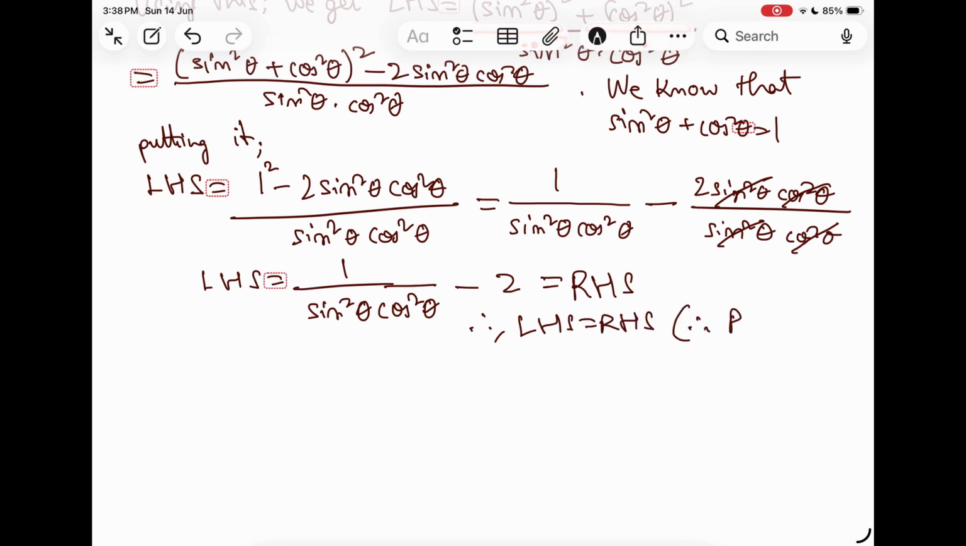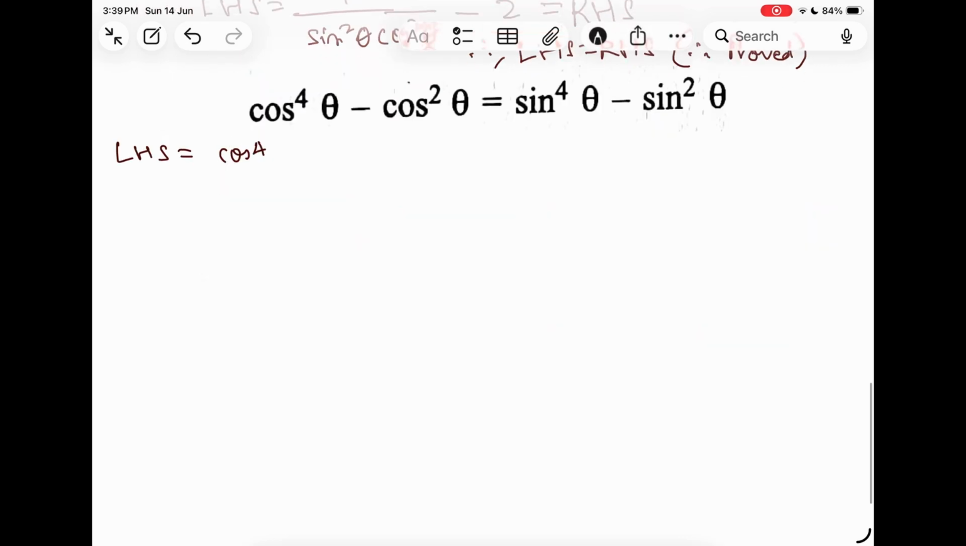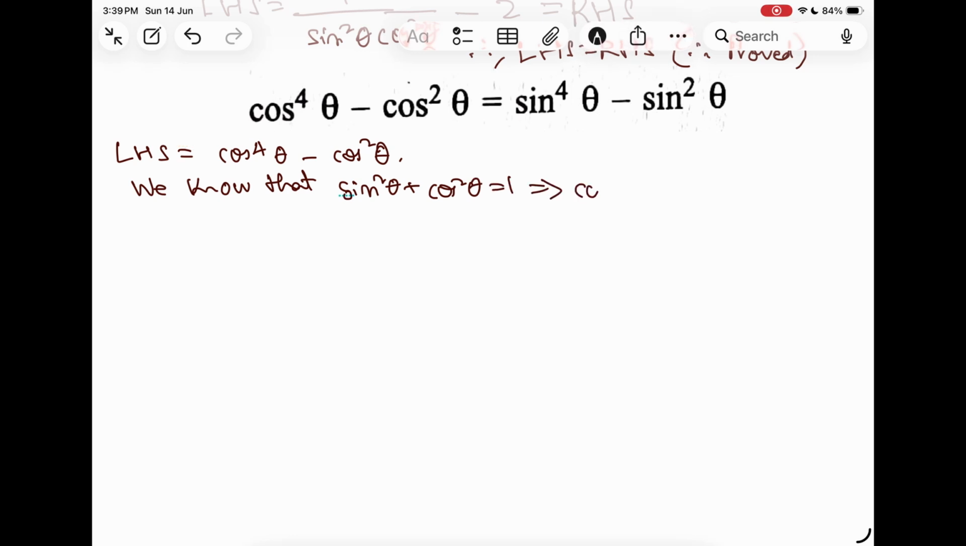Alright, hence proved. Moving on to the next question, here we have LHS equal to cos to the power 4 theta minus cos square theta, and we have to prove it as equal to sine to the power 4 theta minus sine square theta. Now we know that sine square theta plus cos square theta, again the same expression, is equal to 1. Now we can simplify it as cos square theta equal to 1 minus sine square theta.